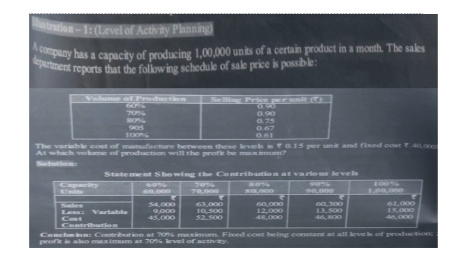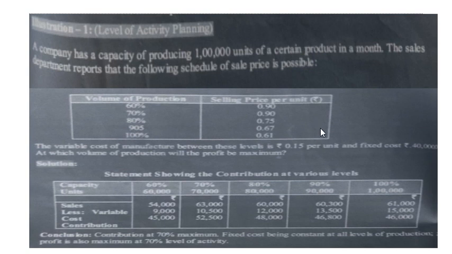So 60,000 into 0.90 gives us 54,000. In the same way, for 70%, 70,000 units are produced, into the selling price per unit, which is 0.90, giving us 63,000. Then 80,000 into the selling price for 80%, which is 0.75, gives us 60,000.